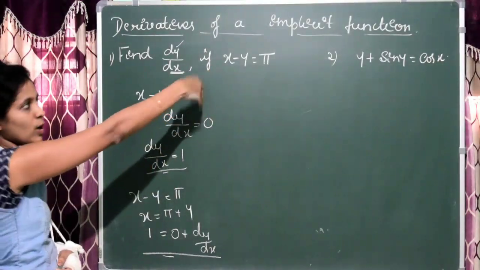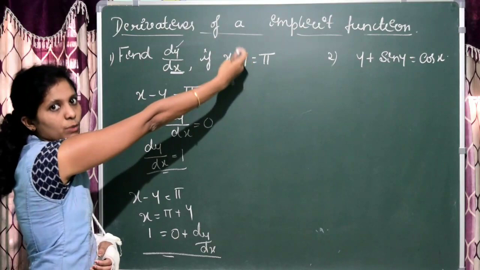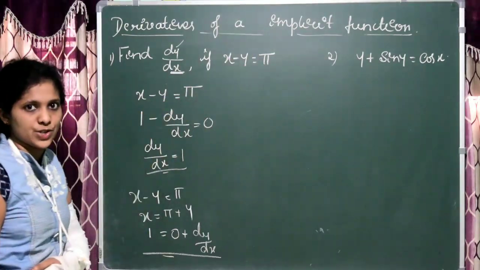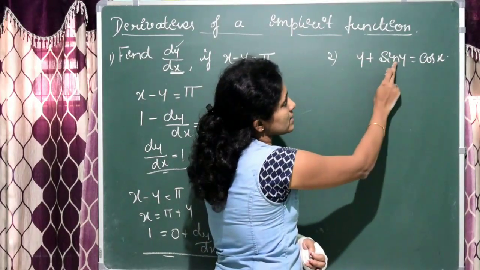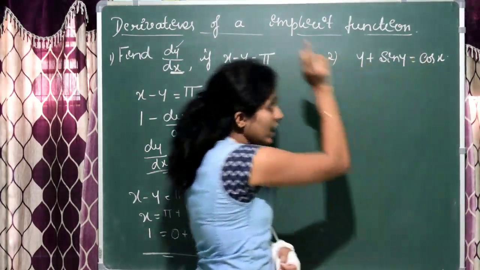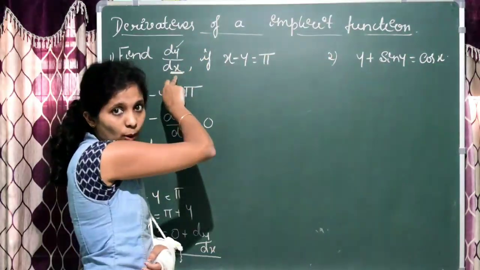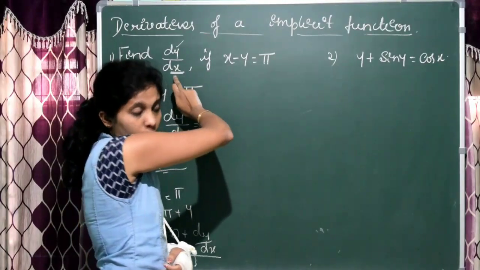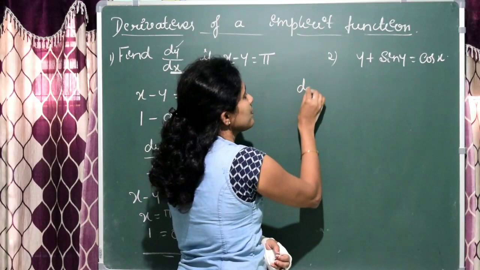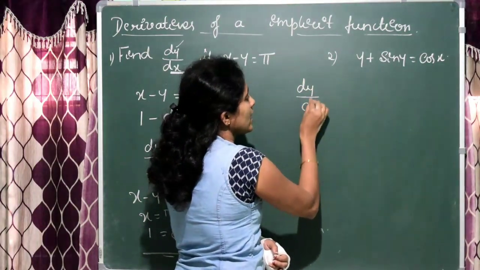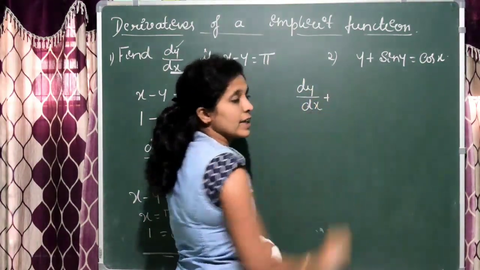Directly you can differentiate, or first you convert this one and write it in the form of y is equal to, then you differentiate. Okay. This is the next one. See, it is given that y plus sin y is equal to cos x. Find dy by dx. You have to differentiate the given function with respect to x. Derivative of y with respect to x, it will be dy divided by dx plus derivative of sin.